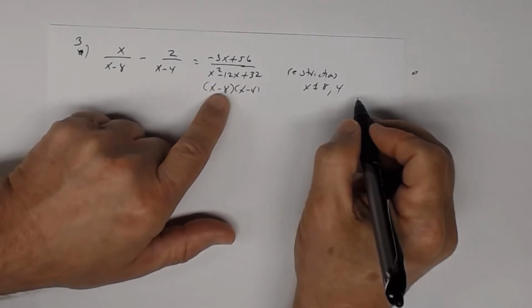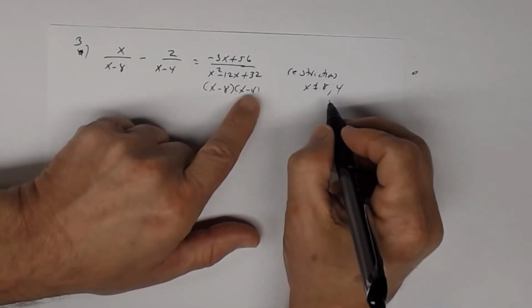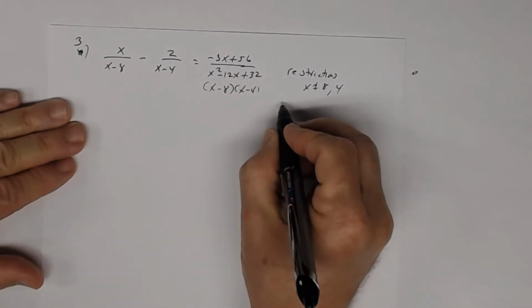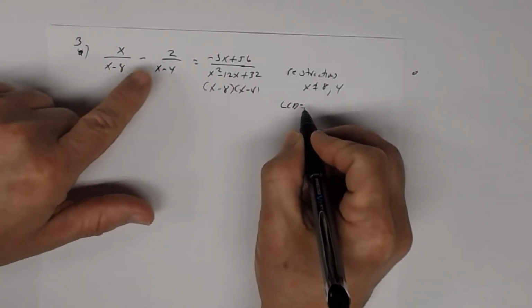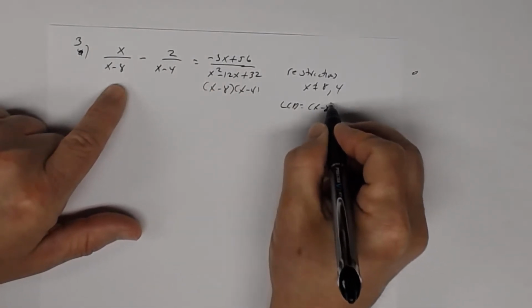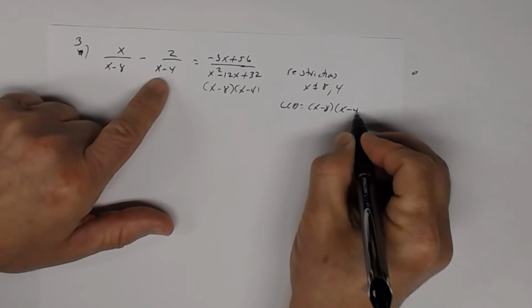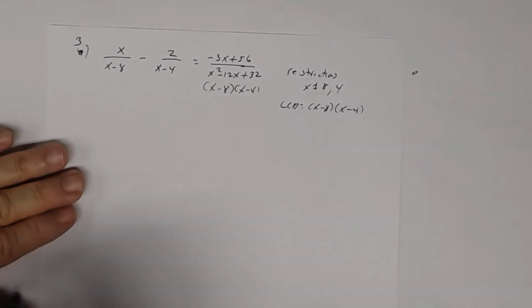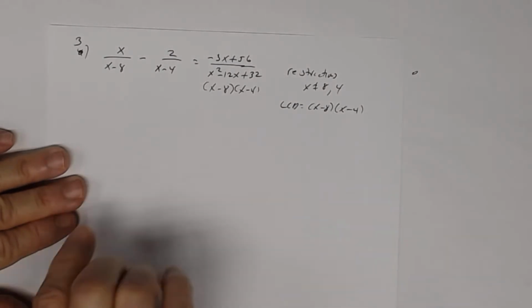What makes this factor 0? I've already taken care of that. That's 8. What makes this factor 0? That's going to be 4. So there are only 2 restrictions. Your LCD has to include every factor that you see. So I see an x minus 8. I see an x minus 4. X minus 8, I already have it. X minus 4, I already have it. So there's your LCD. It's just those 2 factors.